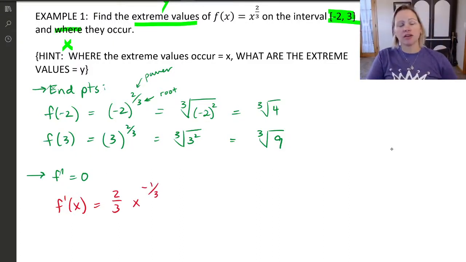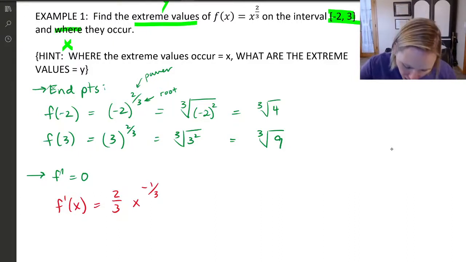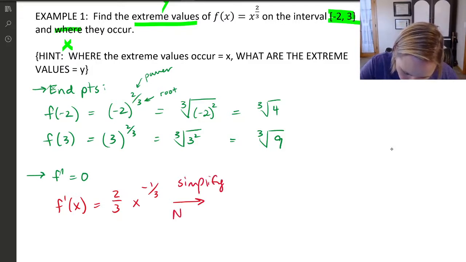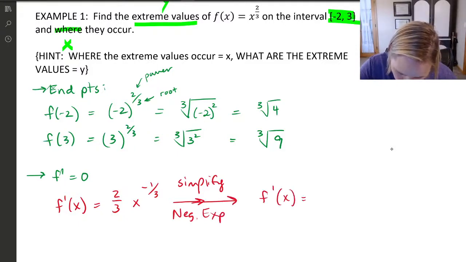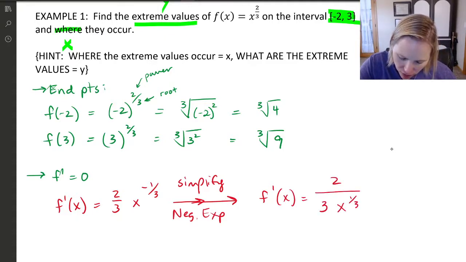Now, I don't like negative exponents when I'm in this chapter. And the reason why I don't like negative exponents is because I'm looking for not only where f prime is equal to 0, but also where f prime is undefined. Let me show you what I need to do, and hopefully it'll make sense why I need to get rid of negative exponents. I need to simplify all negative exponents by taking them and dropping them down. f prime of x is 2/3, so there's my 2/3, x to the +1/3.